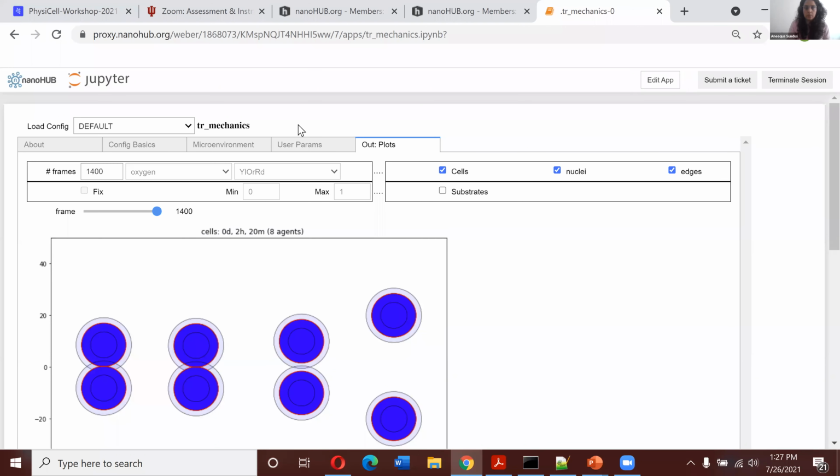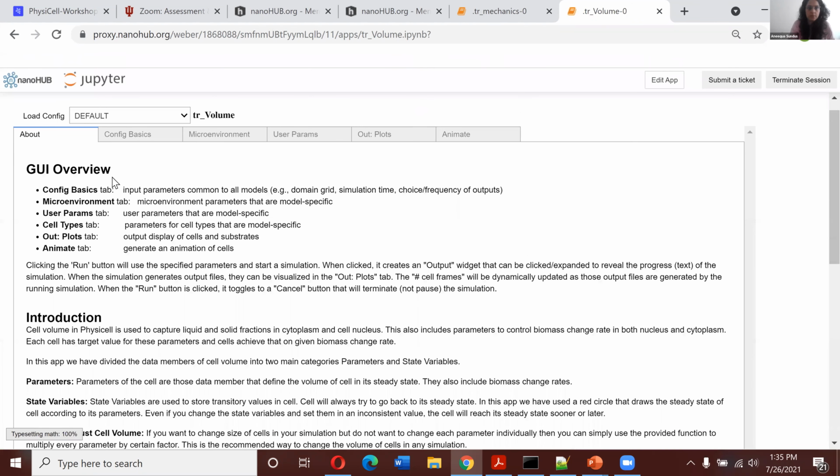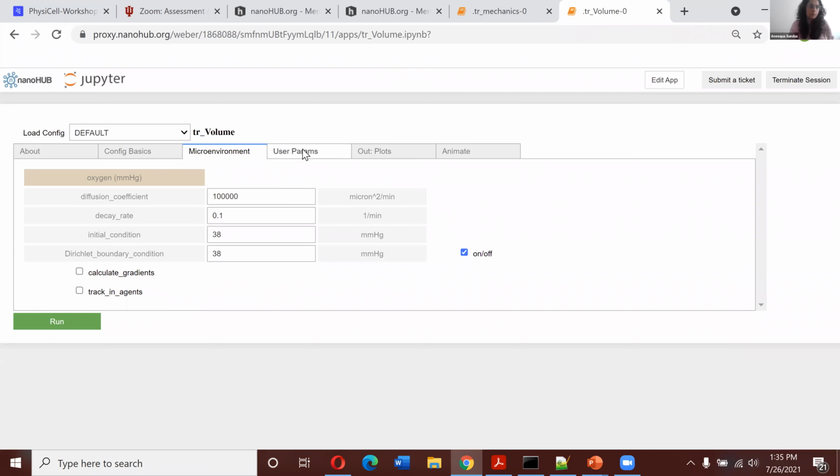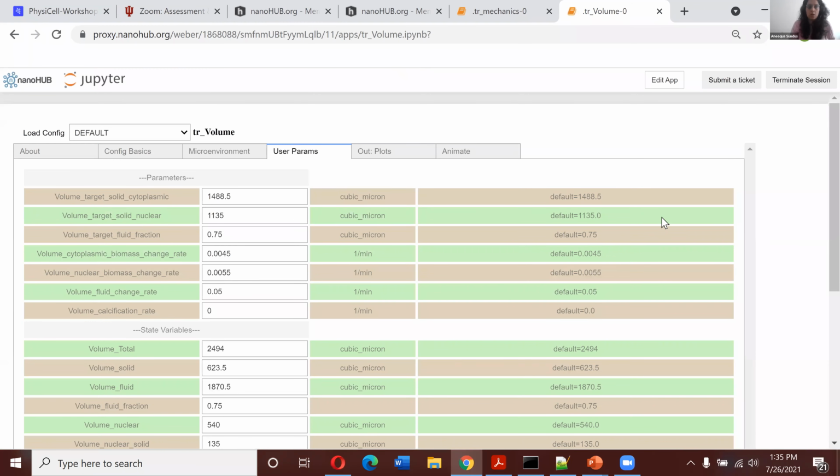I'll go to the app and it will be easier to explain using that. So this is the basic introduction. We have config basics, microenvironment. We are not using microenvironment for any of these apps which I discussed right now, like motility, mechanics, and volume. It is just there. Now these are the parameters.